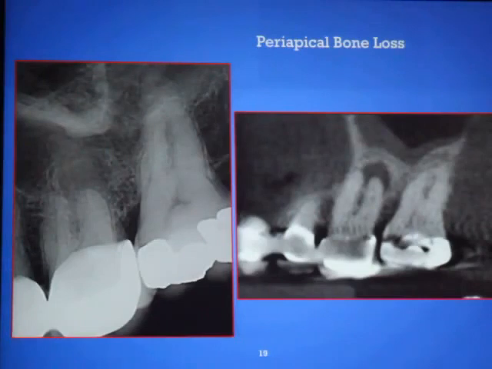Let's see another example. That molar is a cause of the problem. But you cannot see any obvious periapical bone loss here because the maxillary sinus is overlapping onto the apex of the tooth, and you take a conebeam CT and it tells you there is a large periapical bone loss in that area.